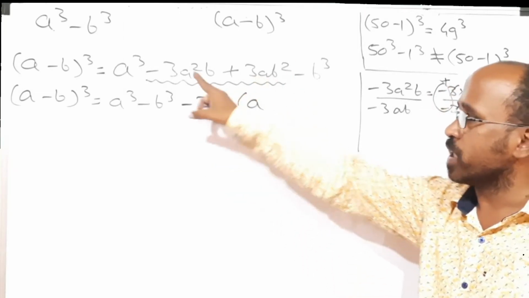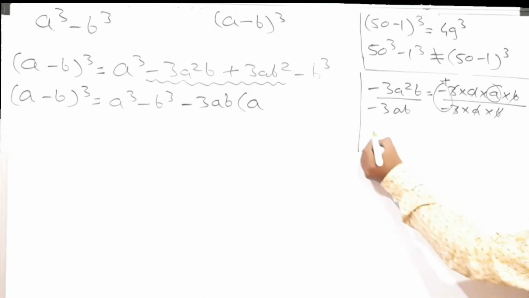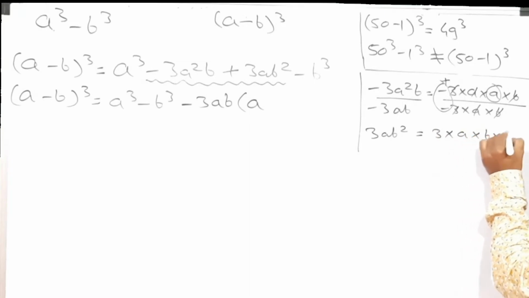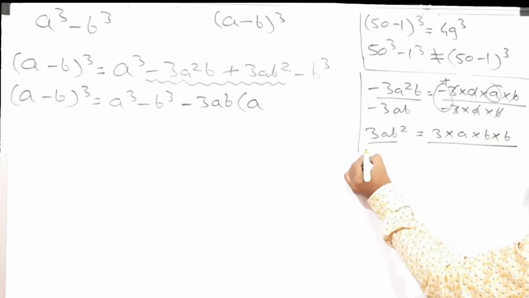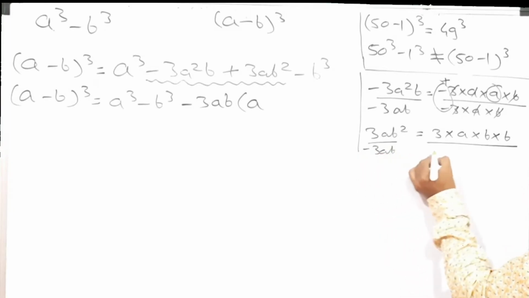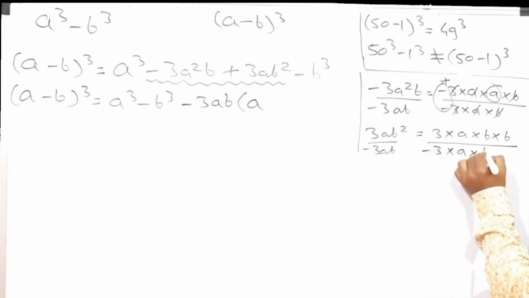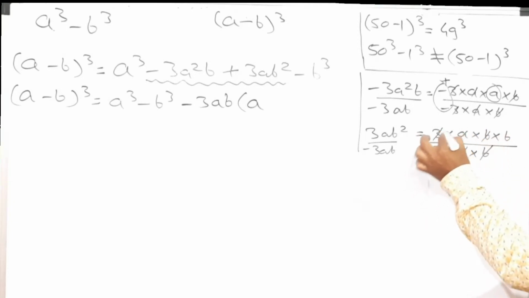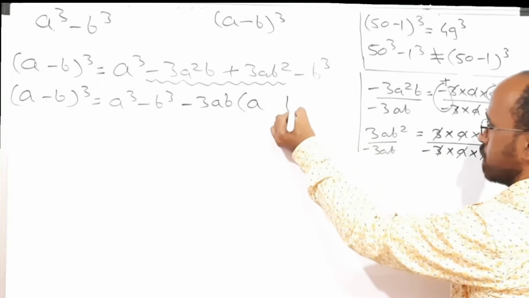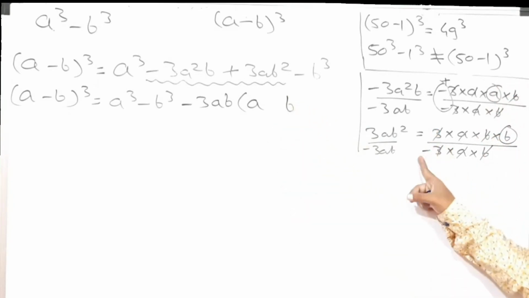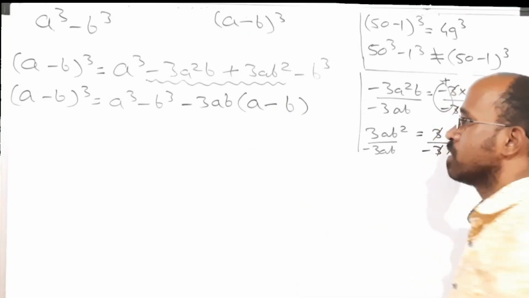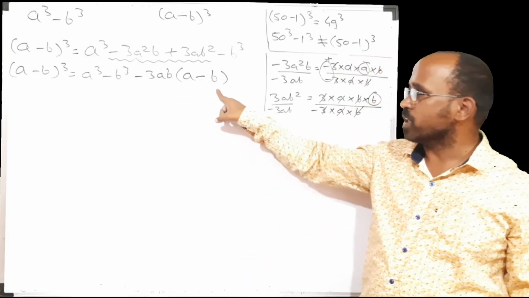Now 3ab square divided by minus 3ab. 3ab square is nothing but 3 multiplied by a multiplied by b multiplied by b, divided by minus 3ab, which is nothing but minus 3 multiplied by a multiplied by b. So a will cut, b will cut, 3 will cut. So the answer is b. Right, but for the symbols, one is plus, one is minus, so the answer is minus in the division. So minus 3ab into (a minus b).